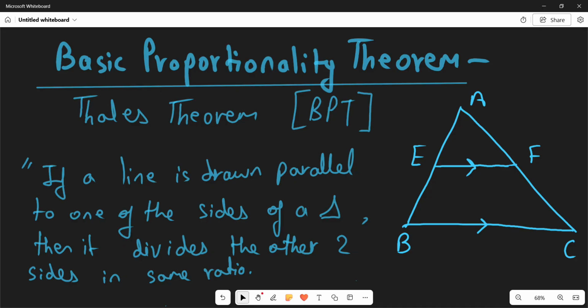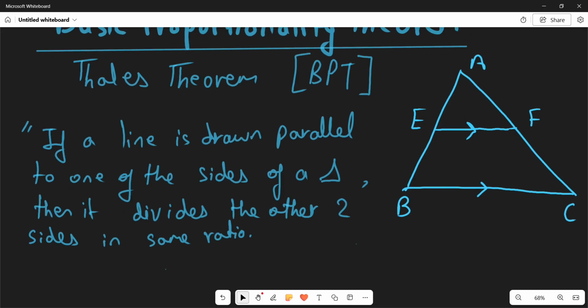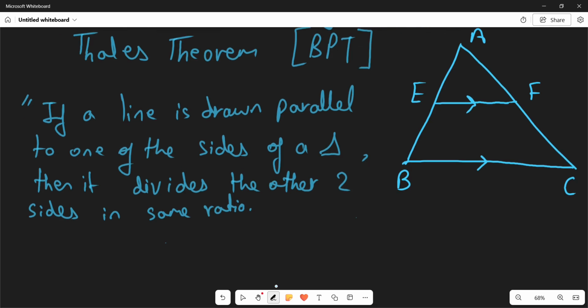So if we are drawing a line parallel to one of the sides of a triangle, let's say from this figure we can see EF is being drawn parallel to BC. EF is parallel to BC. So this line EF will divide AB and AC in the same ratio. And what will that same ratio be? See, AB is being divided into two parts, that is AE and BE. Same way AC is being divided into two parts, that are AF and FC.